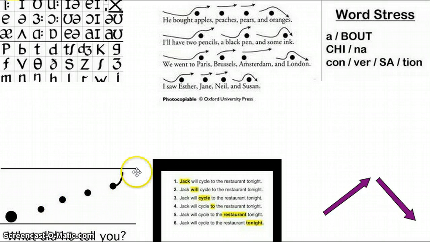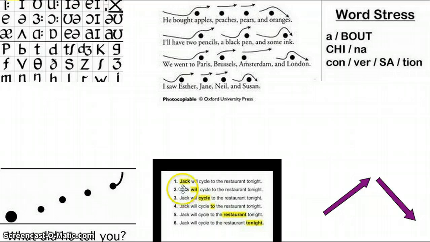So it's good for you to practice changing the rhythm and changing the speed of your speaking. And let's try this sentence stress here. There are 6 sentences here. I don't know if you can read them all, but let's try.